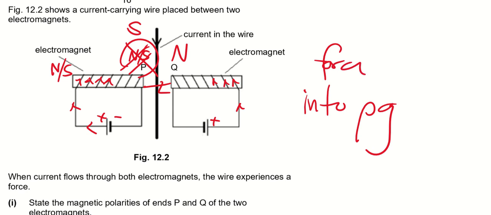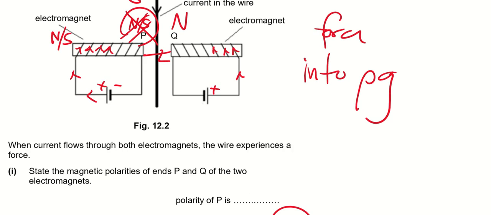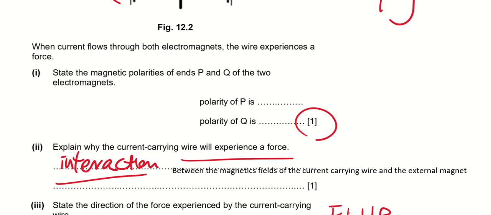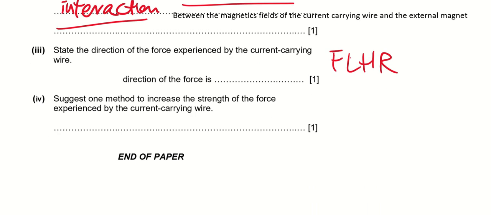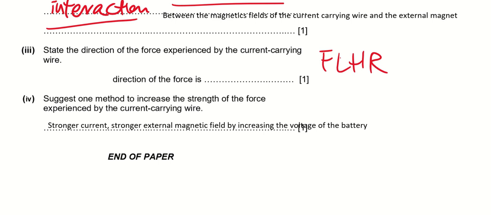Into the page, out of the page, into the page. Okay? So this one will be into the page. Right? Suggest one method to increase the strength. This one you all should know. So how do we increase the strength of the force? Stronger current or stronger external magnetic field, by increasing the voltage of the battery. Alright, let's go to the next question.